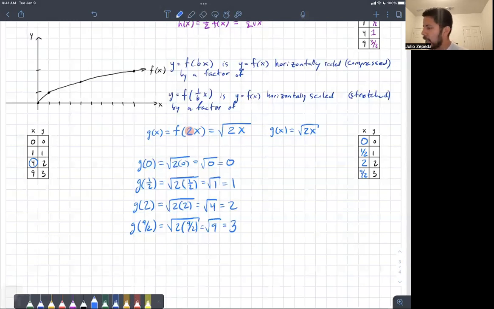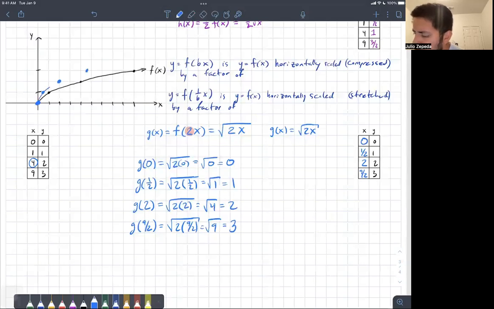We'll plot it in that blue color. (0, 0) still on there. (1/2, 1) is there. (2, 2), and 9/2, which is 4.5, 3.